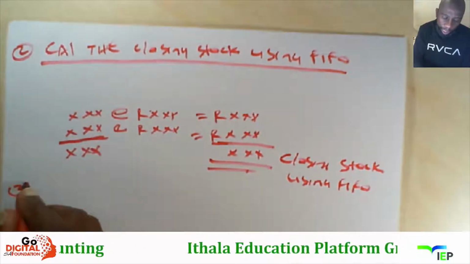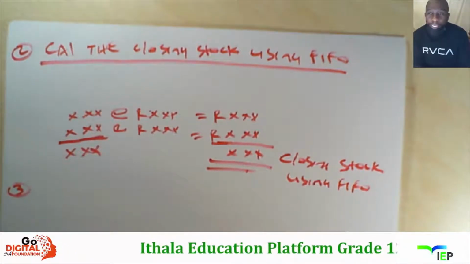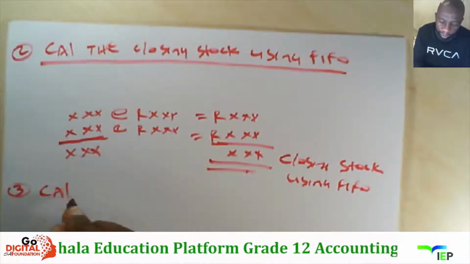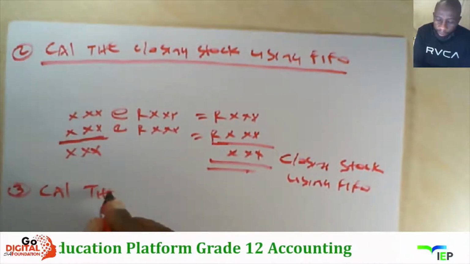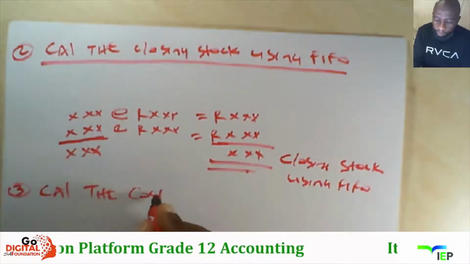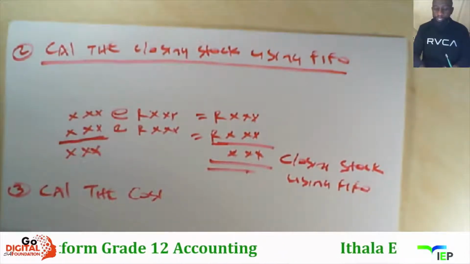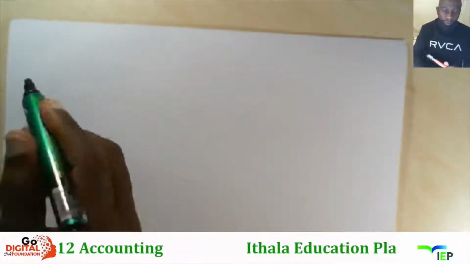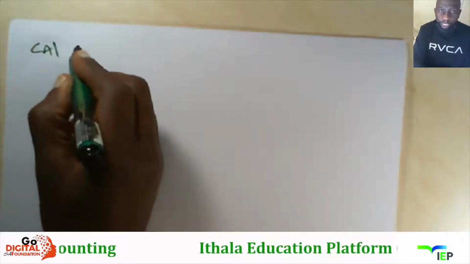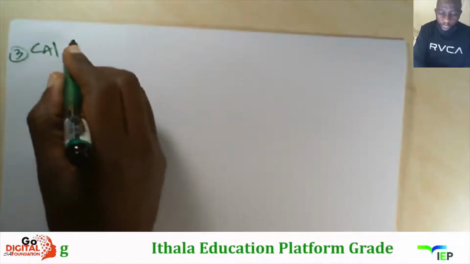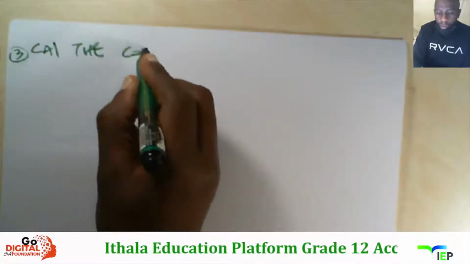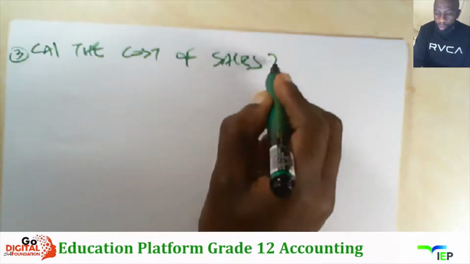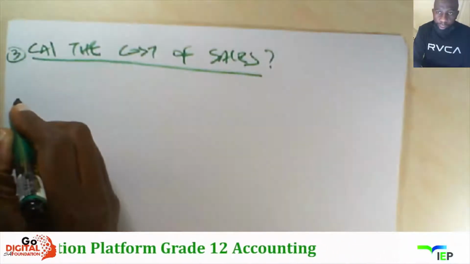And then the third question, I said there are 4 questions: calculate the cost of sales. Let me just do this one on a clean page. Calculate the cost of sales.